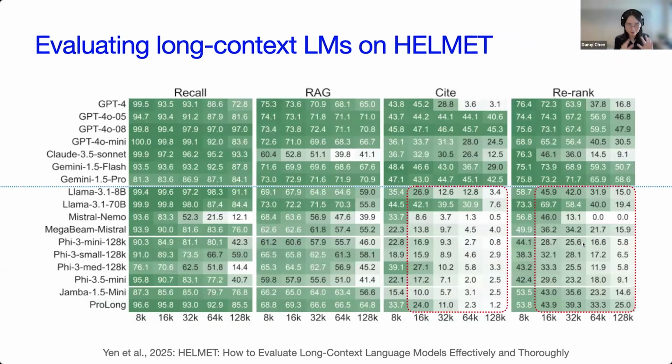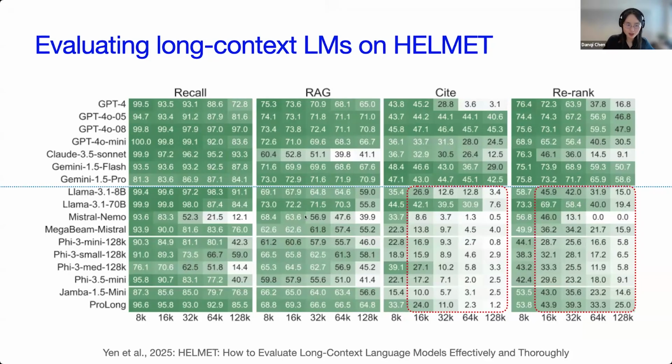Here is a big table of the results when we evaluate many different long-context models on the HELMET benchmark. There are more results in the paper, so I just want to highlight a couple of things. First, if you look at synthetic recall, a lot of models can achieve very good performance, over 80, 90, or almost 100%, even on these hard synthetic recall tasks. That means these tasks are good for a sanity check, but not good for differentiating the strong long-context models.